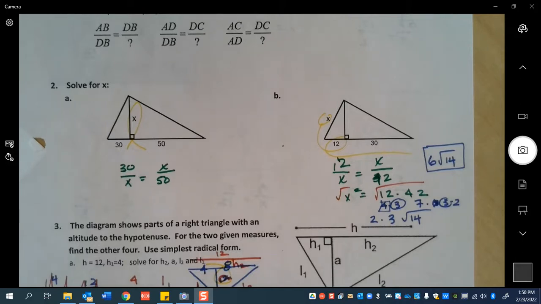Because this x is going to be the geometric mean between the piece that it's touching and this whole. So on the key I did 30, but it needs to be 42. That's a most missed error. If you're going too fast, you'll make that mistake too. That radical is also not simplified properly on your key, so I want to make sure that you can get that straight.